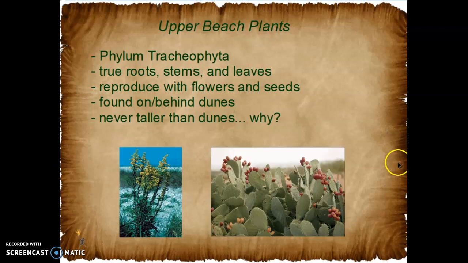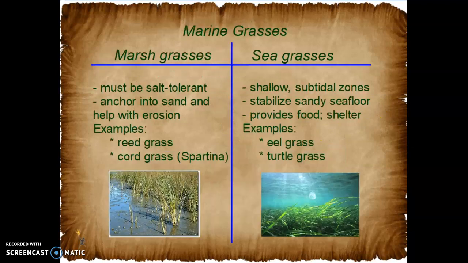And then the last group that are actually plants are called phylum Tracheophyta. It just means they actually have veins in them. They have true stems, roots, leaves, and they reproduce with flowers and seeds. They're usually on or behind the dunes, and they usually can't be taller than the dunes because the salt water actually harms them. So the two most popular marine grasses are marsh grasses and sea grasses.